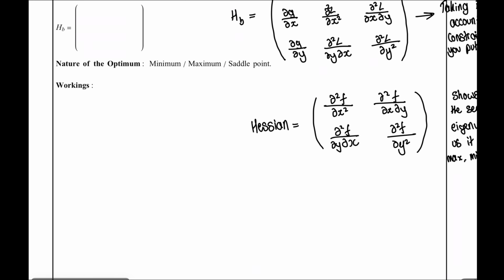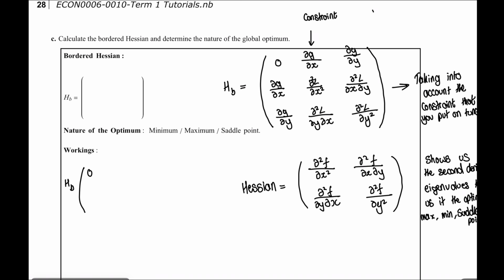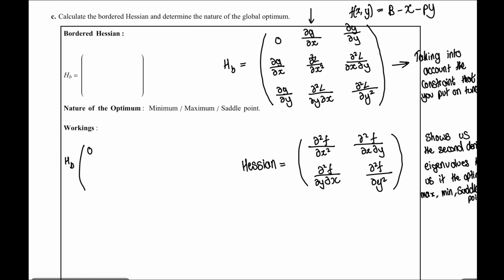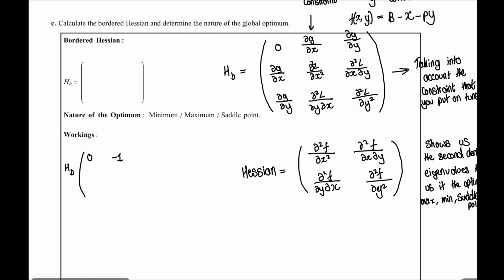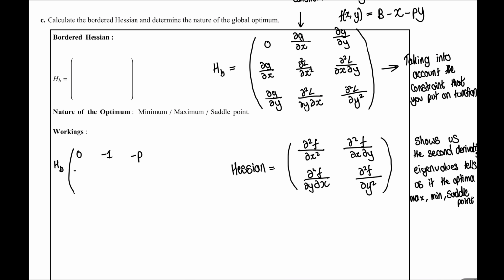So if we work out the bordered Hessian, this stays a 0. Our function g is our constraint, and our constraint was b minus x minus py. If we partially differentiate that with respect to x, we get minus 1. And if we partially differentiate that with respect to y, we get minus p. And that is the same over here.